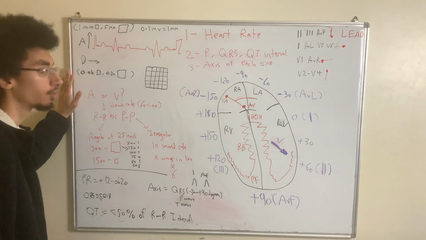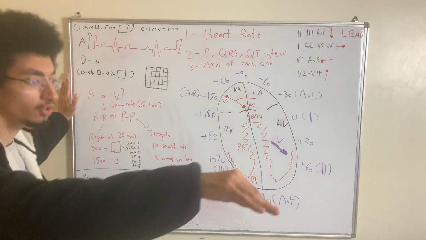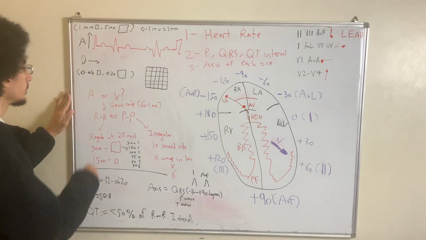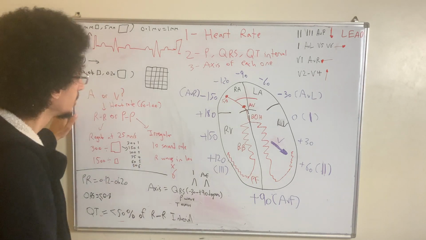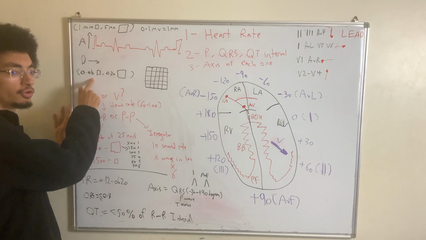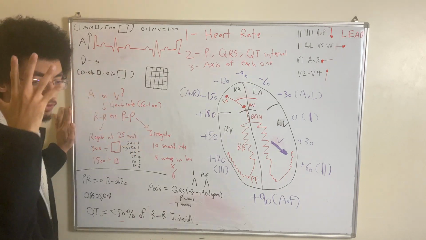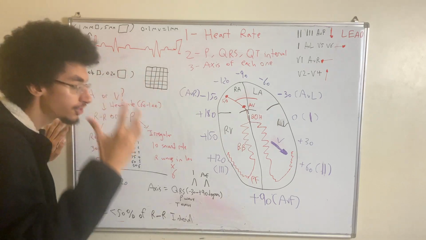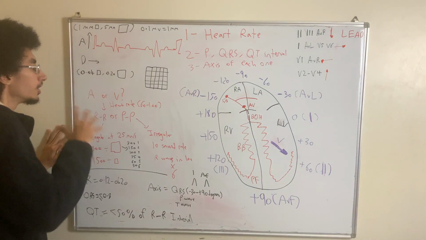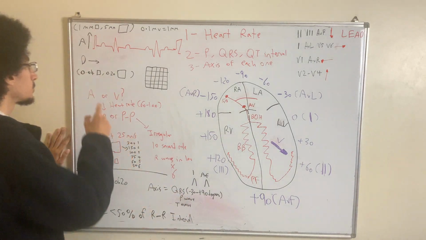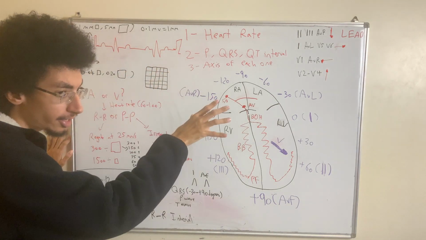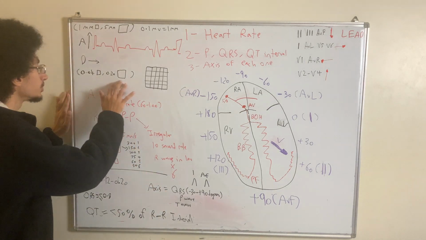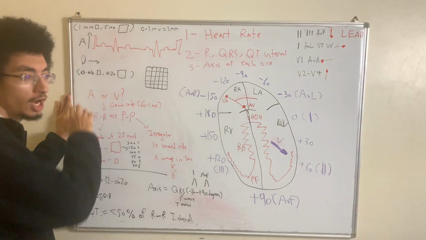Now, this is for amplitude. What about duration? The same concept, but horizontally. Each small square is equal to a very specific unit, 0.04 seconds. 0.04 times 5: 0.04, 0.08, 0.12, 0.16, 0.20. So one small square is equal to 0.04 seconds, and one big square is equal to 0.20 seconds. This is for the duration, and it is also very important for upcoming videos.